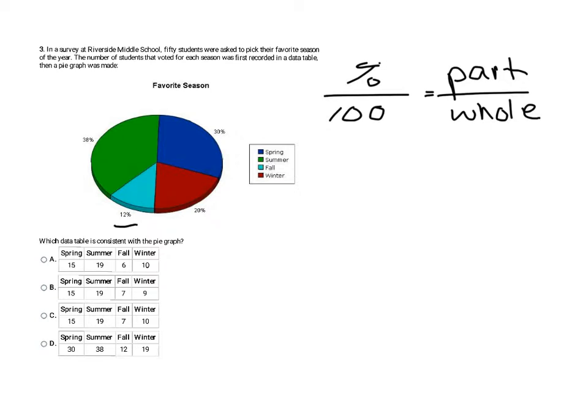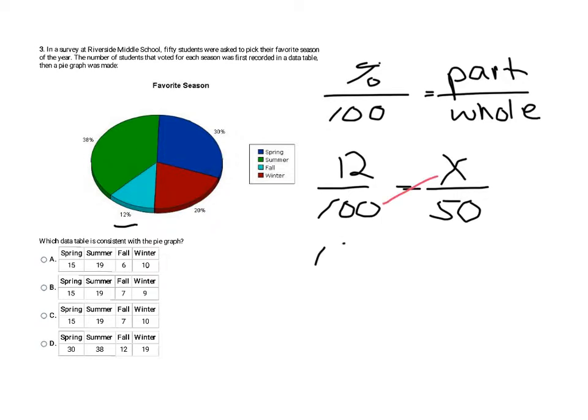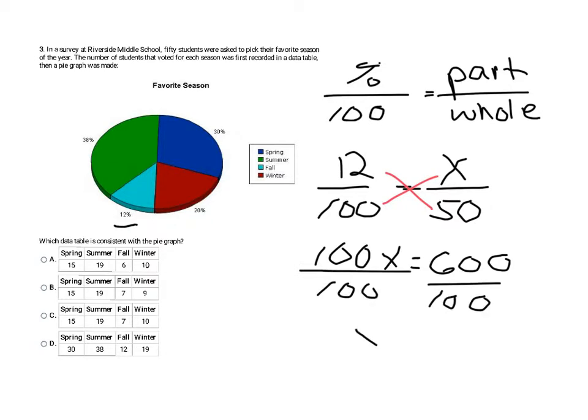So fall here is 12%. So I'm going to put 12 over 100 equals X, the part I'm looking for, over the whole, which is the 50 total students that were polled. So I'm going to cross multiply. 100 times X is 100X, and 12 times 50 is 600. I'm going to divide by 100, and then X equals 6. So that means for the fall, I need to have 6. Well, the only answer that has fall at 6 is A.